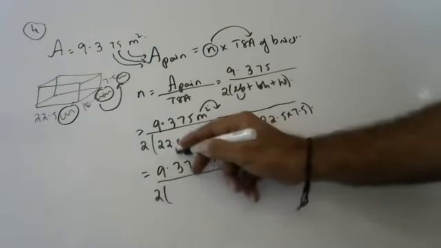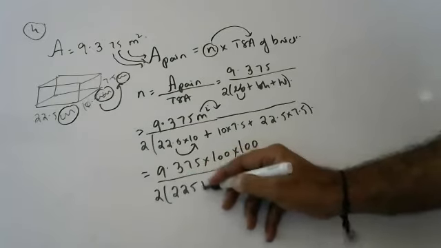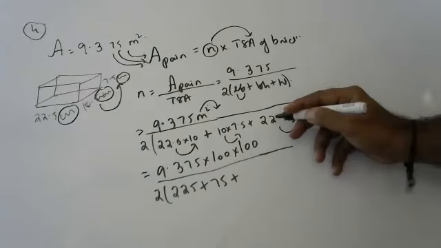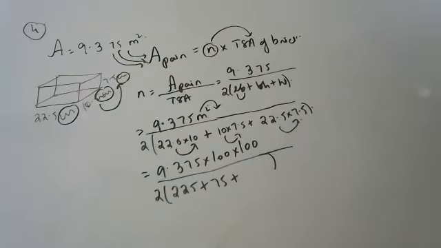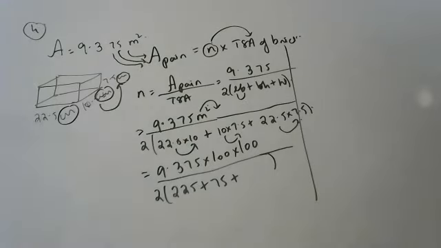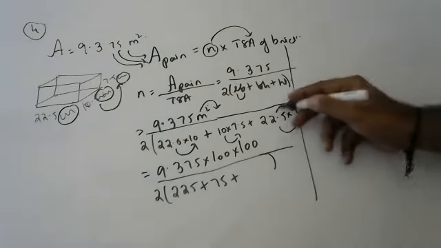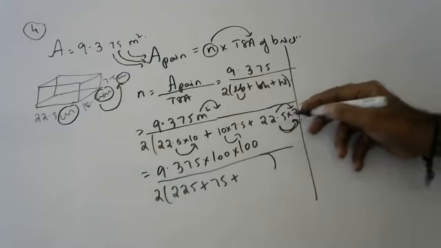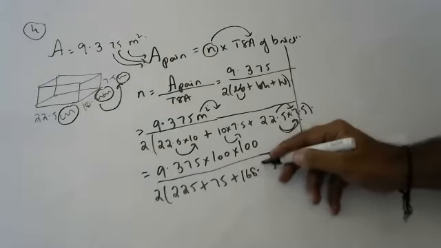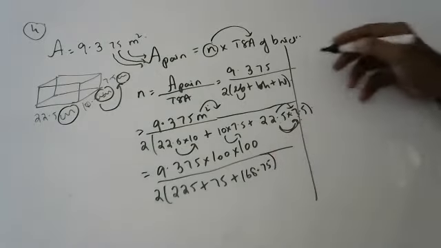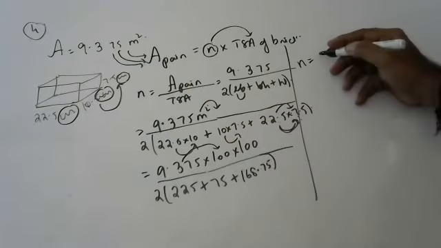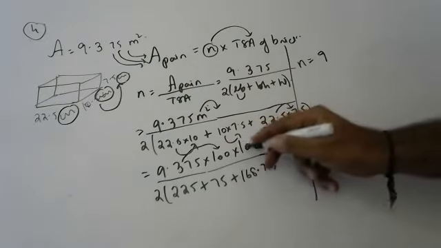And 2 into 22.5 into 10, 225. 10 into 7.5, 75. Can anyone help me with the calculator? 22.5 into 7.5 is how much? 168.75. Okay, children. So n is equal to 9.375 into 100 into 100.